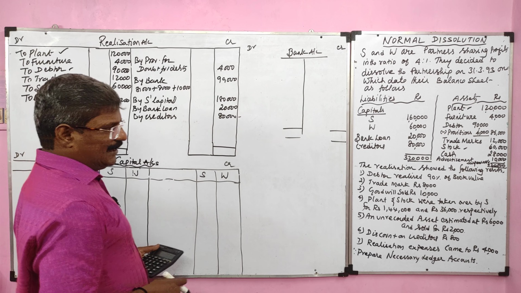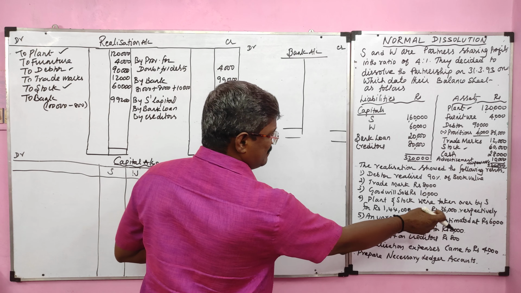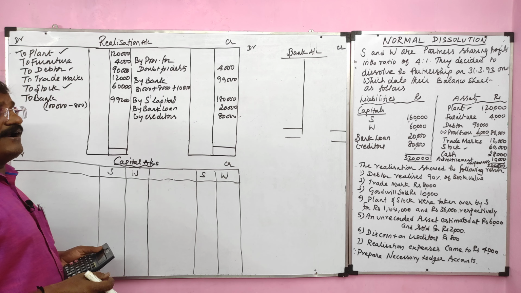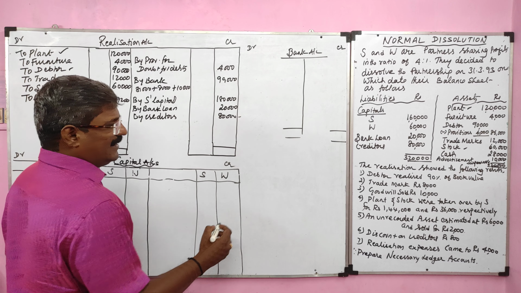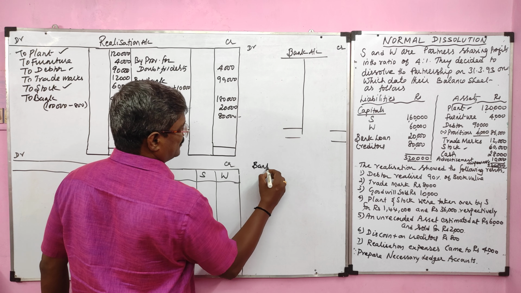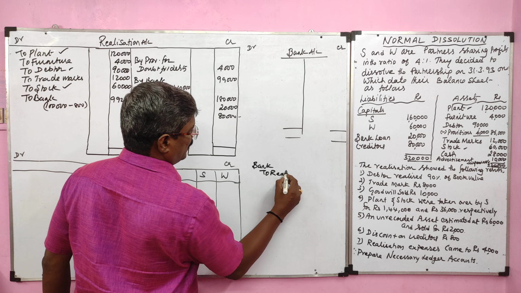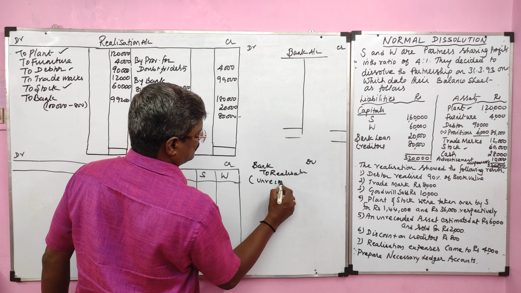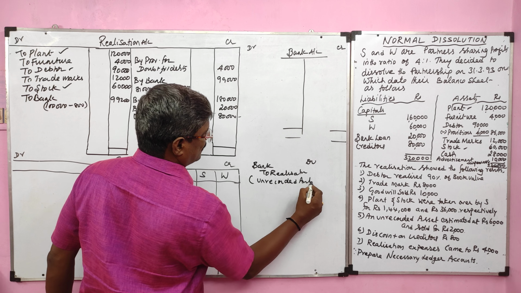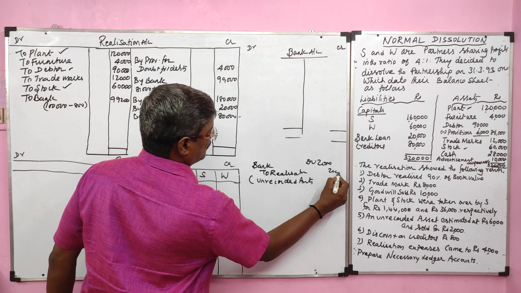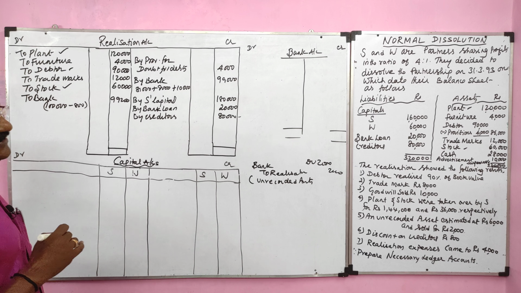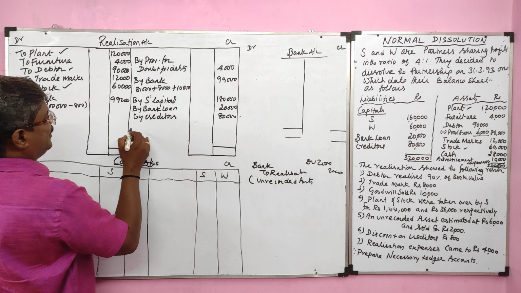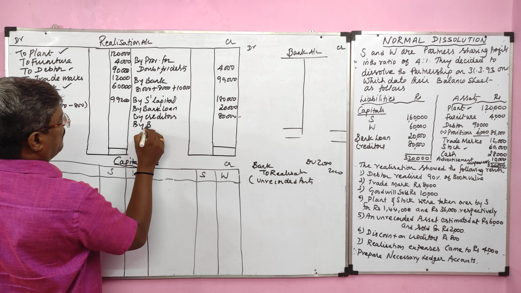Now we'll move to the other adjustment. An unrecorded asset estimated at 6,000 sold for rupees 2,000. If unrecorded asset is realized, the entry is bank account debit to realization. It is for unrecorded asset. The value, we should take the net realizable value. So it will be recorded in the credit side of realization account as by bank.